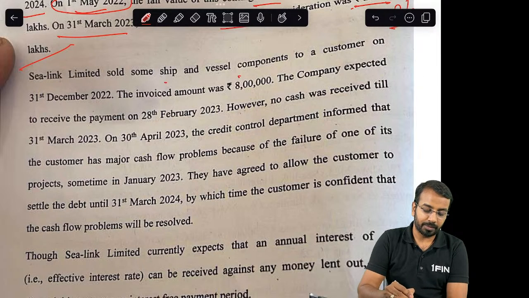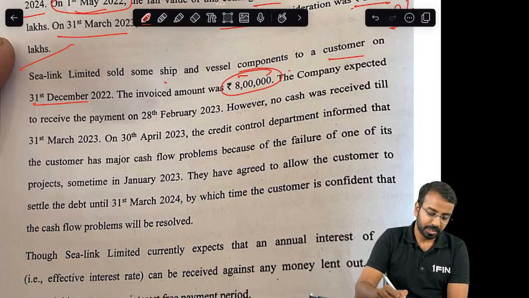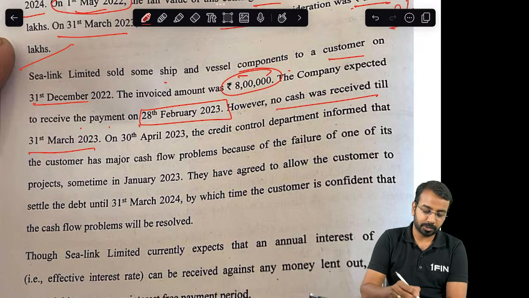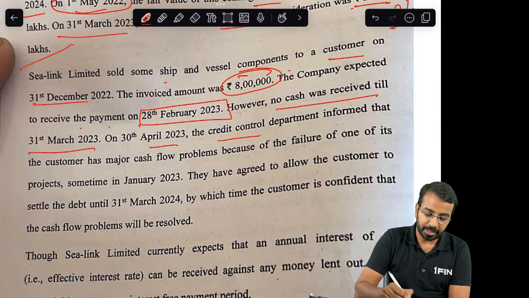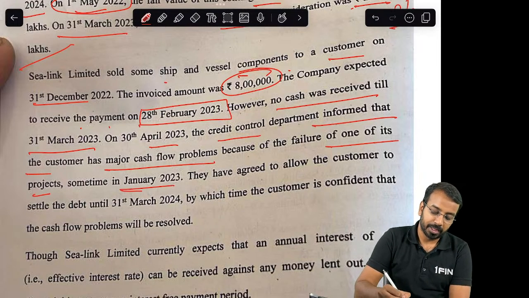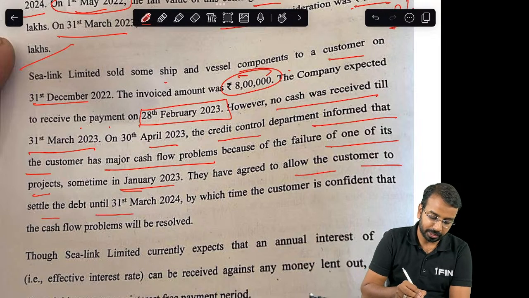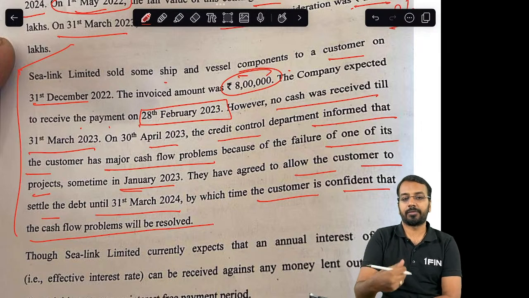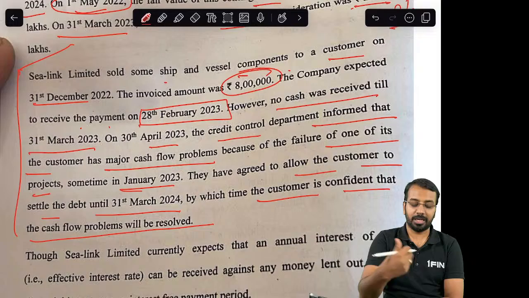Sealink sold some ship and vessel components to a customer on 31st December. The invoiced amount was 8 lakhs. They expected to receive the payment on 20th of February 23, but no cash was received till 31st of March. On April 30th, the credit control department informed that the customer has a major cash flow problem because of failure of its projects sometime in January. They have agreed to allow the customer to settle the debt by 31st March, by which time the customer is confident that the cash flow problem will be resolved. So we have to see whether we have to provide for any expected credit loss, whether there is any impairment, and related aspects.